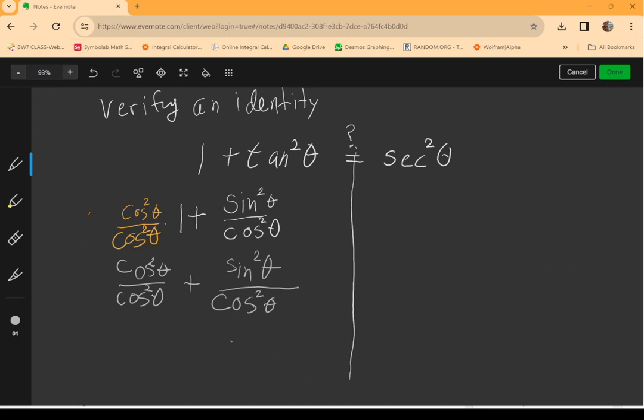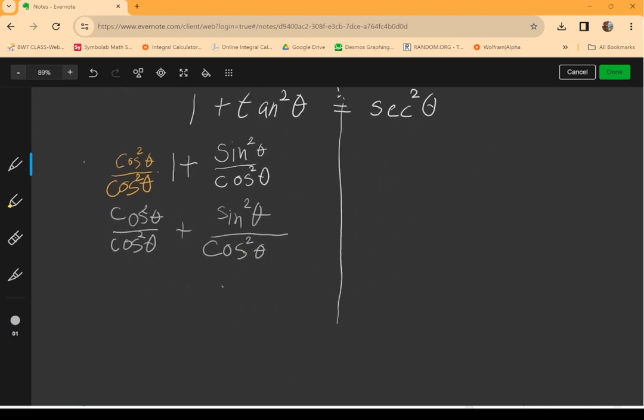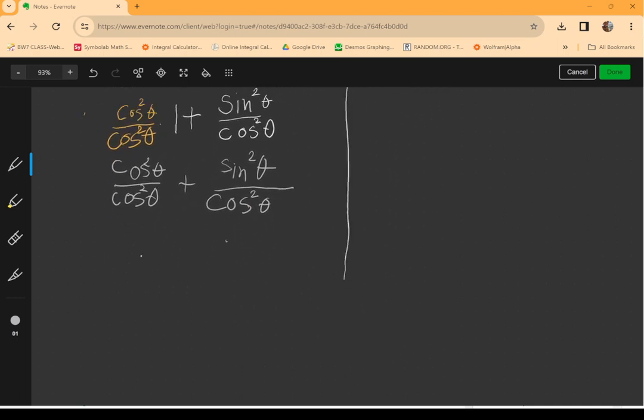Okay. And again, at first, maybe you're asking yourself, this doesn't look like we're getting anywhere close to it being secant squared. Well, some patience, right? This is going to take some time, so we'll be patient here. The next step is, now let me write this as one fraction. So here we have cosine squared theta in the denominator, and then in the numerator, we'll have cosine squared theta plus sine squared theta. All right, great.